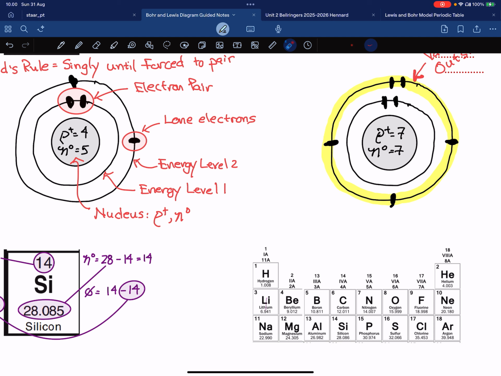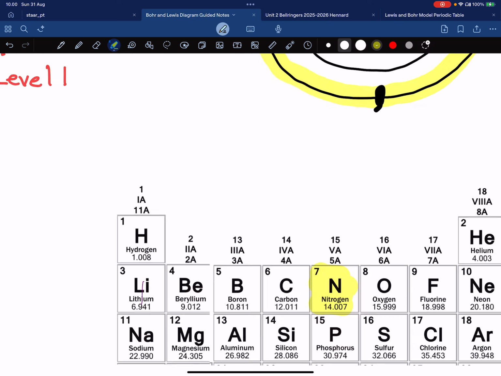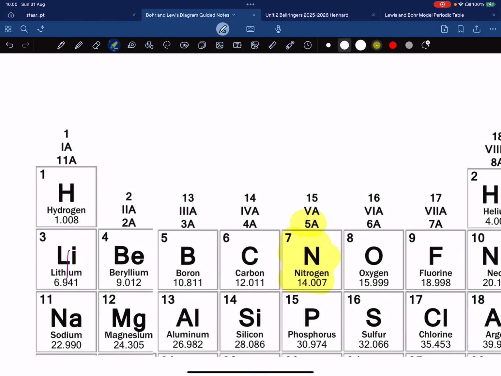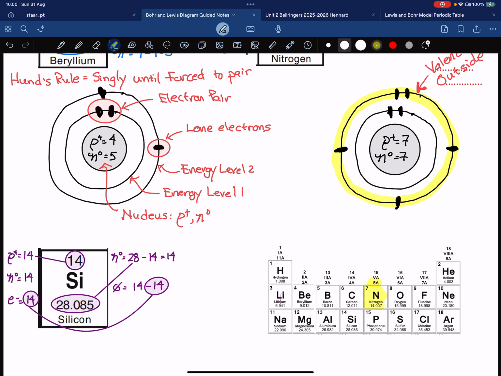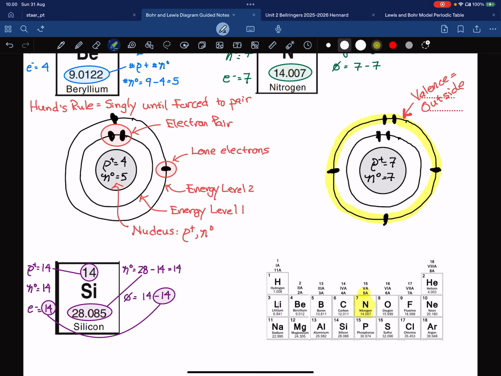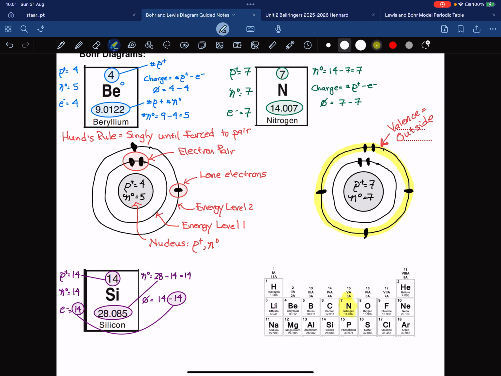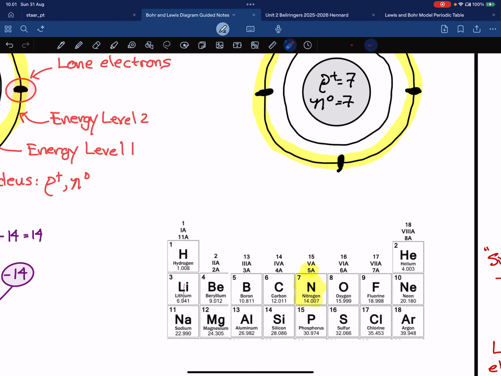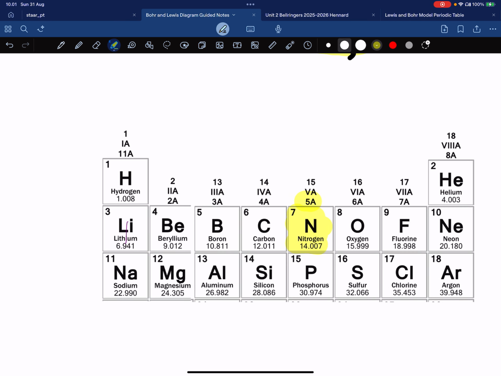Notice that nitrogen is in group 5. That is not a coincidence. Let's see if that works on the other one. On the first one that we did, beryllium, the valence shell had 1, 2 electrons in it. If we find beryllium, we'll see that beryllium is in group 2.